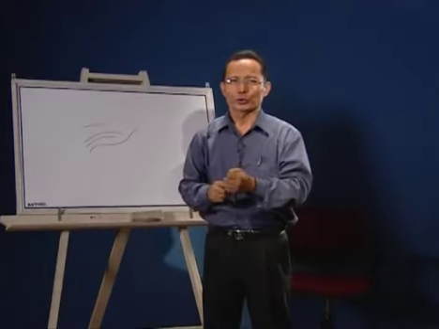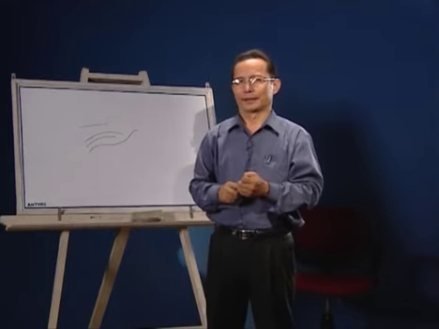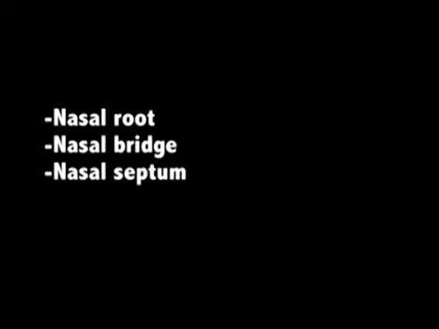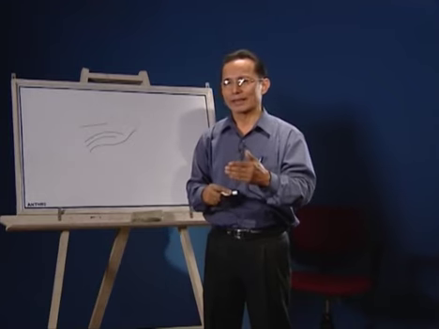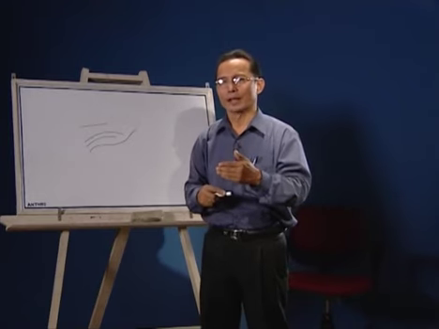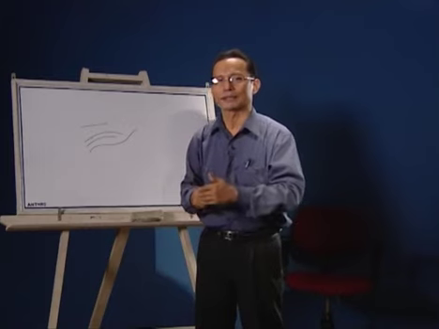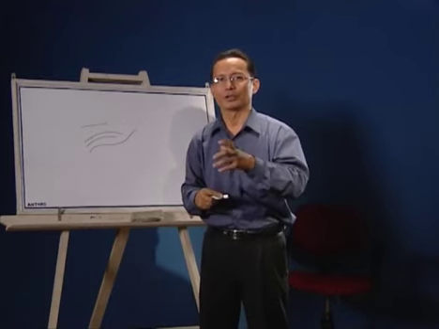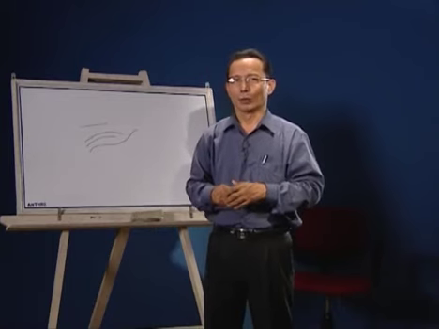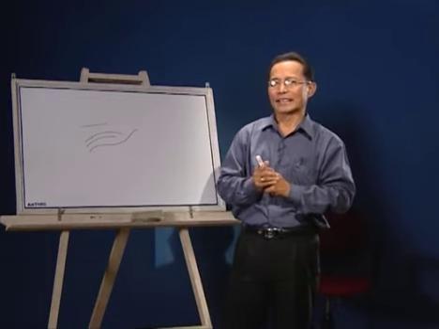Under the nose, we will be observing nasal root, nasal bridge, and nasal septum. What are the different varieties of nasal root? What are the different varieties of nasal bridge? And what are the different varieties of nasal septum is to be observed through this observation of the nose. Well, let us start with nasal root.